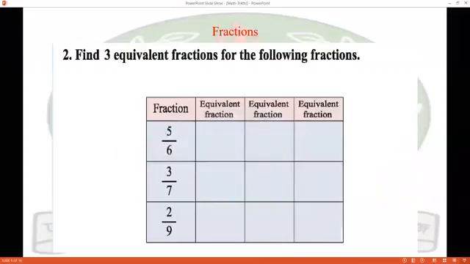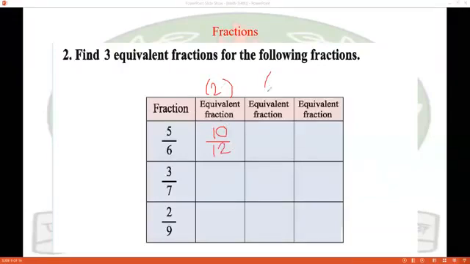Find out 3 equivalent fractions for the following fraction. You already solved this in class. To find an equivalent fraction, you have to multiply the numerator and denominator of the fraction by the same number. In number 1, the numerator is 5 and the denominator is 6. We multiply both by the same number 2. When you multiply the numerator 5 by 2, you get 10, and the denominator you get 12.